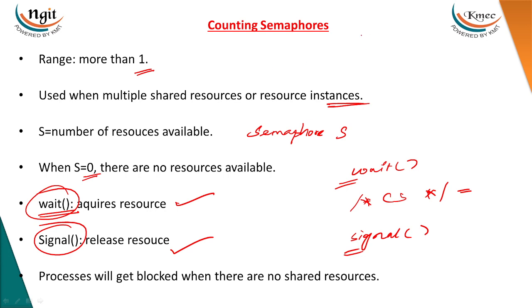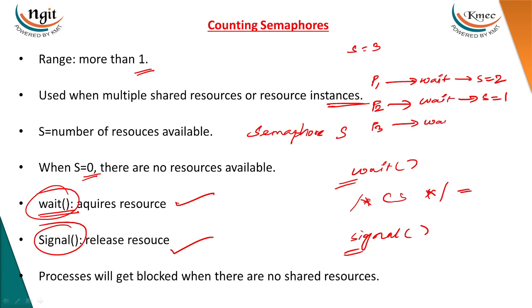Suppose there are three shared resources, that is, three printers. Process p1 will invoke wait, so the s value will become 2, which means it uses one printer. Then process p2 will invoke wait, the second printer will be used, and the s value will become 1. Process p3 will use wait and s will become 0. It is using the third printer.